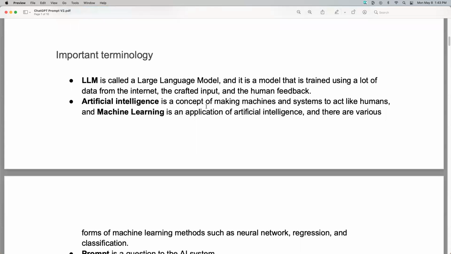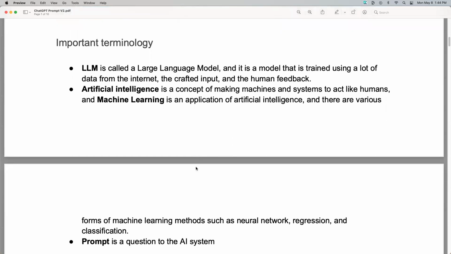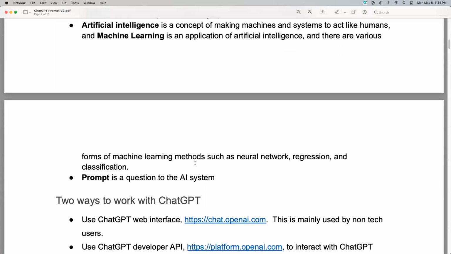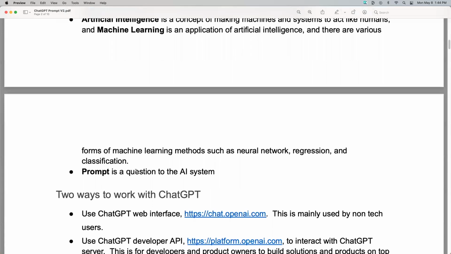Artificial intelligence is a concept of making machines and systems act like humans, sense like humans, and behave like humans. And machine learning is just an application of artificial intelligence. There are various forms of machine learning. You probably hear a lot about neural networks. If you are in the AI/ML field, there are different types of regression, and there are different types of classification. Lastly, a prompt is considered a question to the AI system.